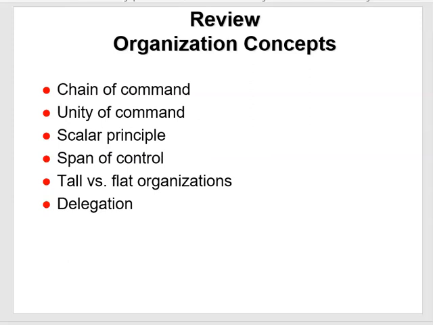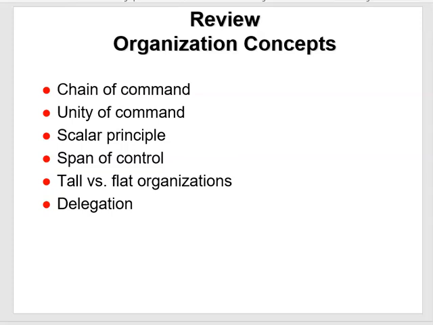Here's some of the concepts we learned that you can apply when discussing organization structures. Remember that the scalar principle says there's a clear, unbroken chain of command. Span of control talks about how many people report to a manager. It doesn't say how many products. It doesn't say the budget or anything like that. It's strictly the number of people that report to a manager.